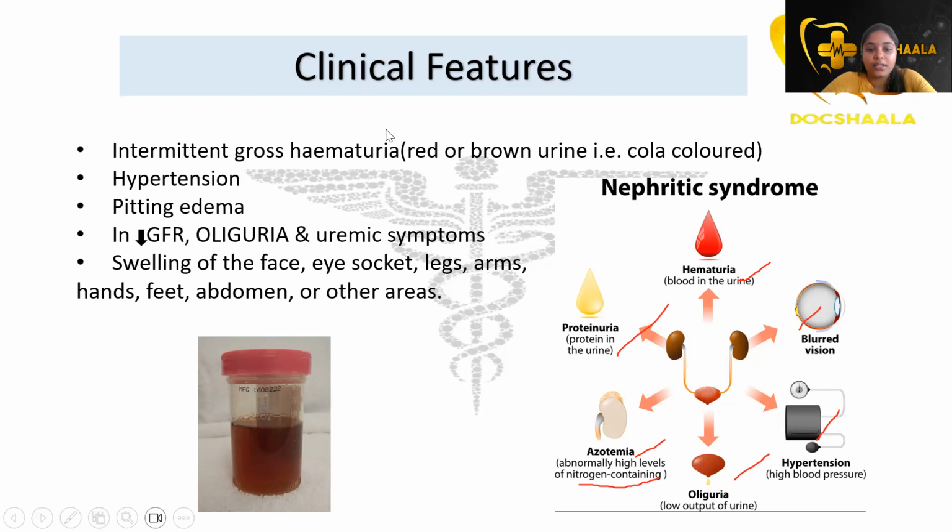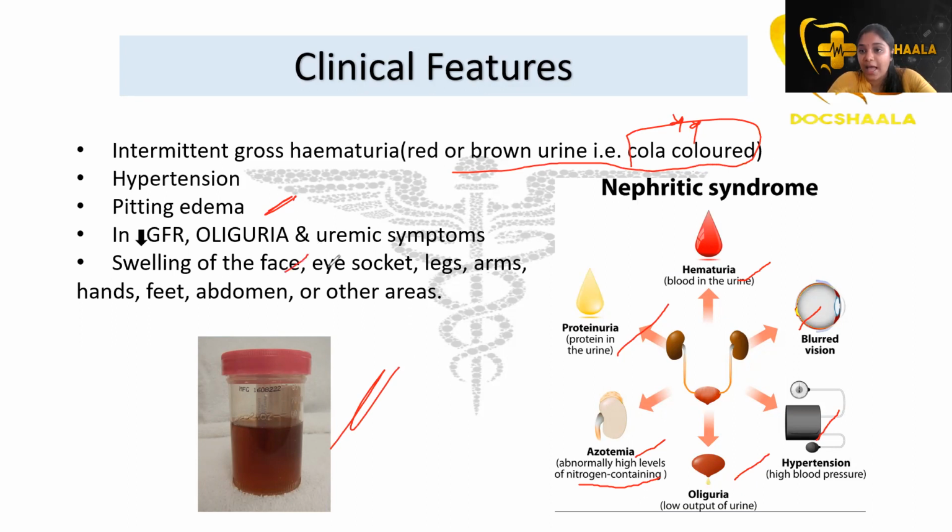Intermittent or gross hematuria leading to red or brown colored urine, that is cola colored urine. Cola colored urine is seen in nephritic syndrome, along with hypertension, which we have already mentioned. Pitting edema is seen.